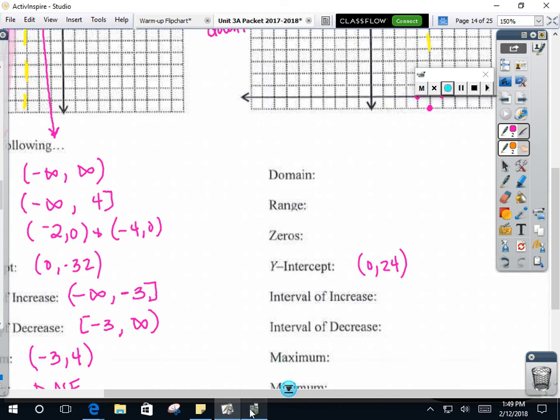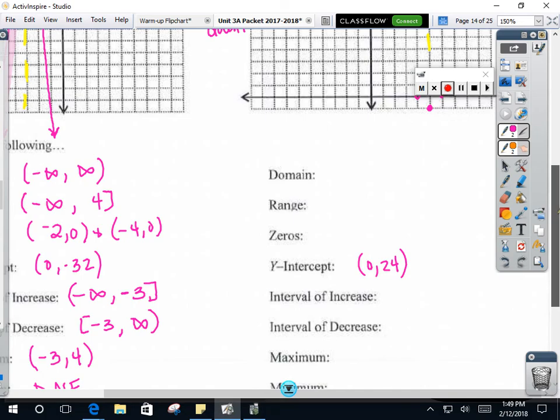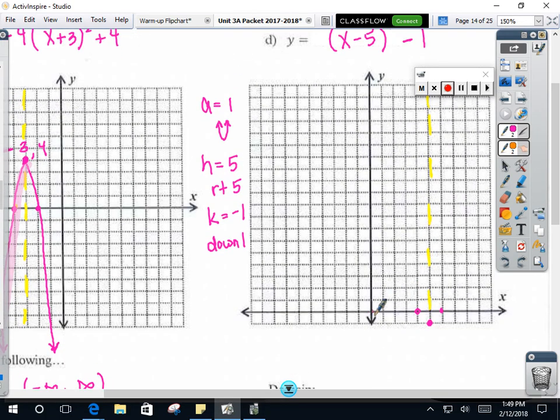Okay, now I need a couple more points on each side, so I'll start with this (1, 15) and (2, 8). (1, 15) would be right 1, up 15. And then (2, 8) would be right 2, up 8. And then there was another point, (3, 3), right 3, up 3.